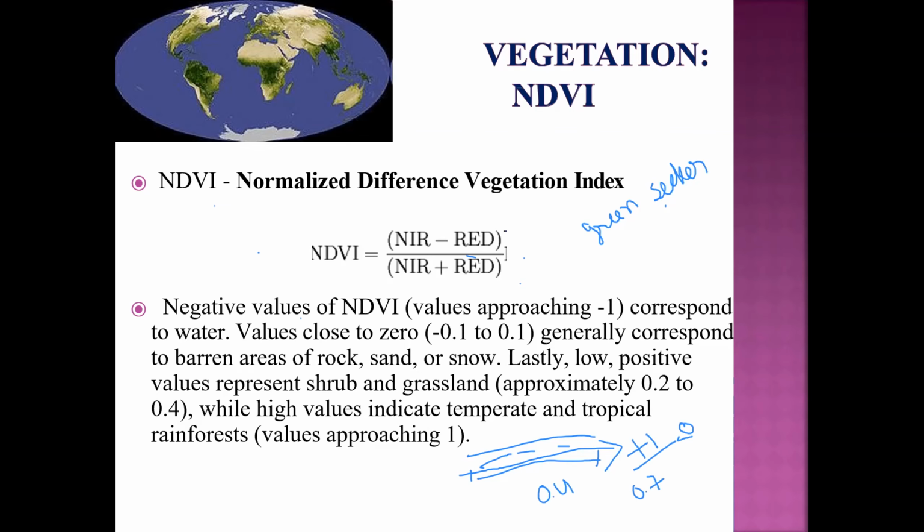What is the difference? Having the low positive value means in comparison it has lower vegetation, and here it is more vegetation. Low vegetation means we need to apply more nitrogen. So, you know, in that way green seeker is used. The lower the NDVI value, the more nitrogen we need to apply.